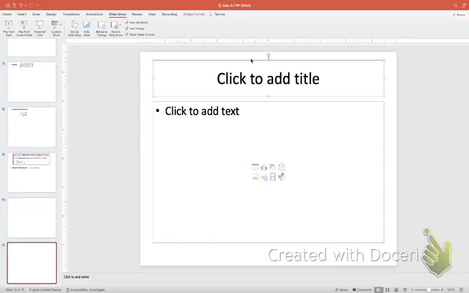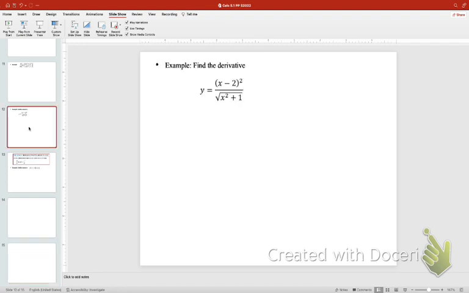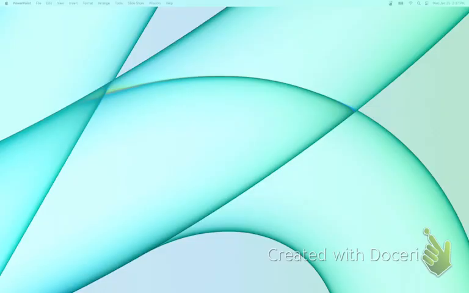Click natural log. Where did it go? I don't know. Oh, wait, there it went. I touched it with my hand and it freaked out.